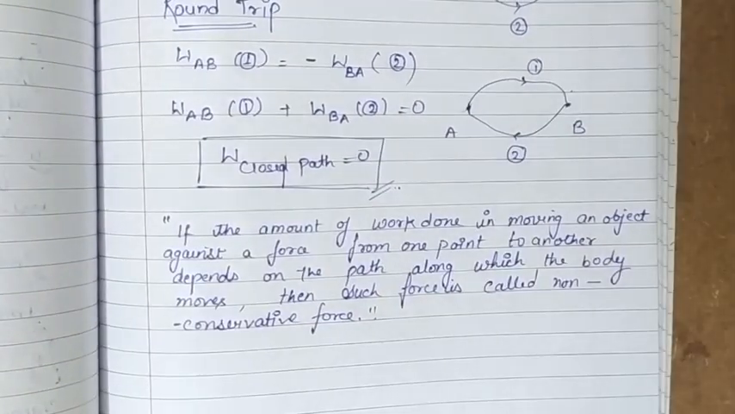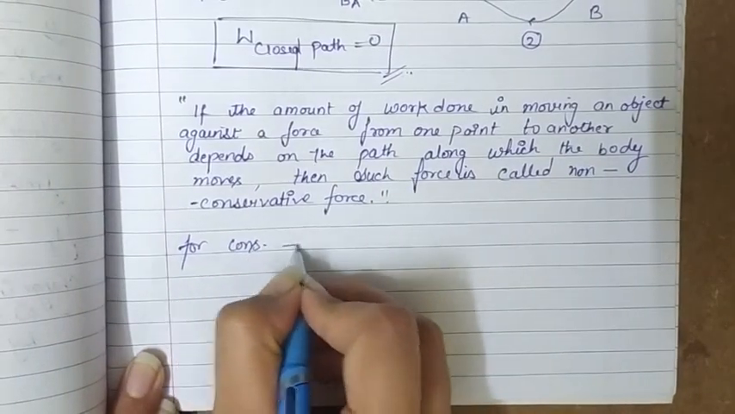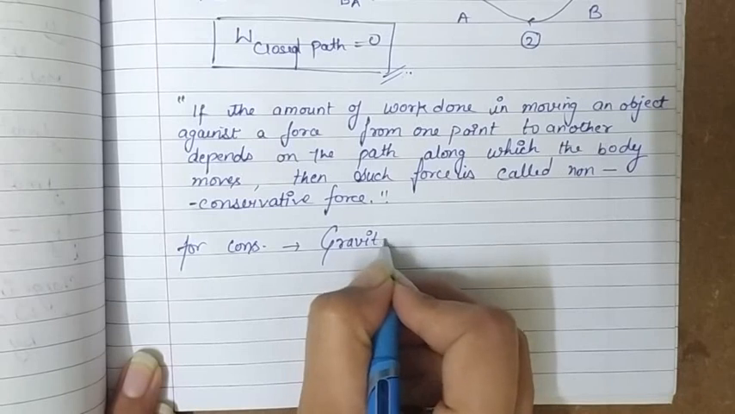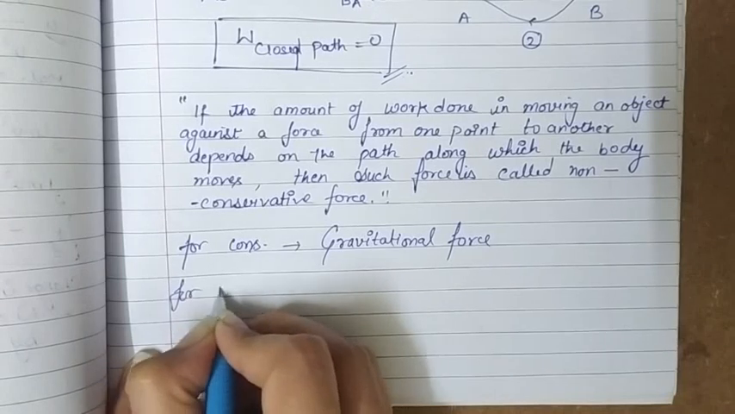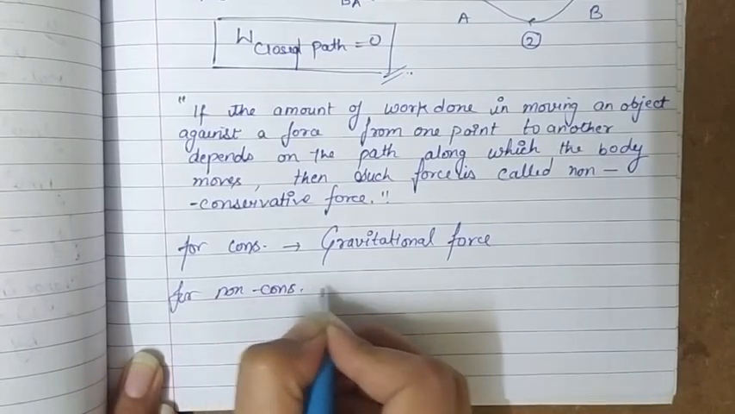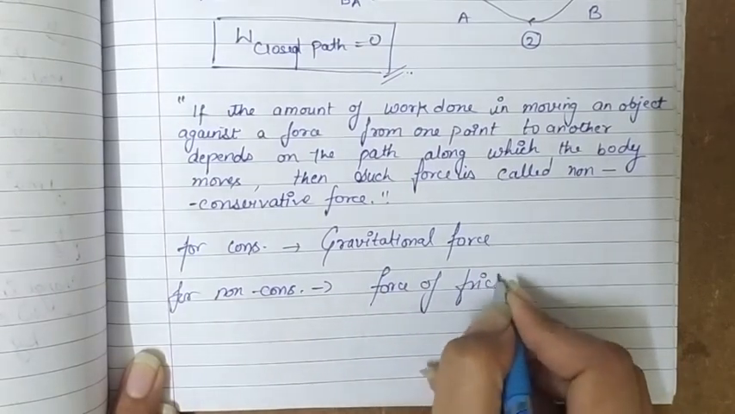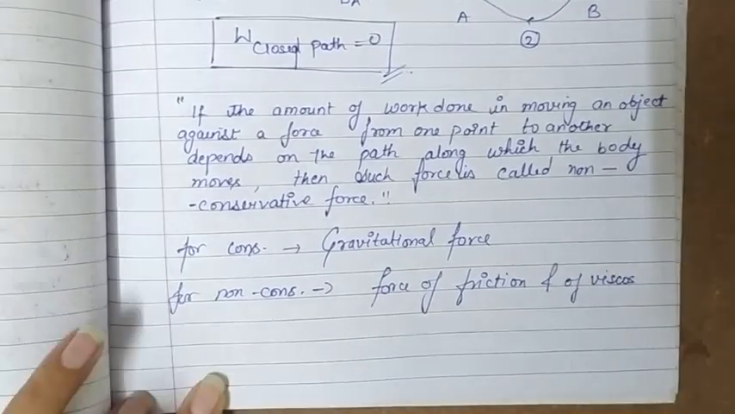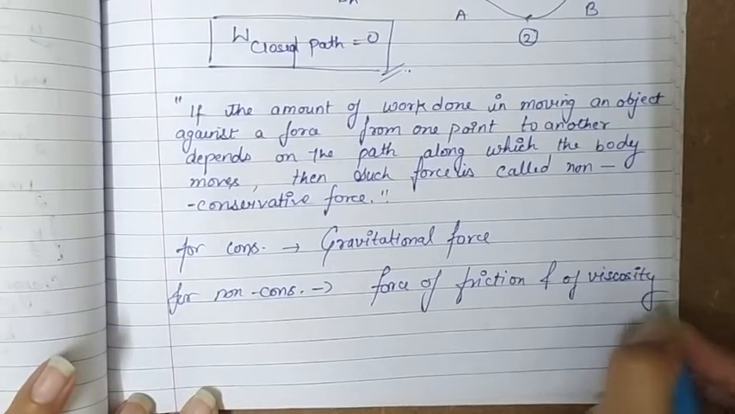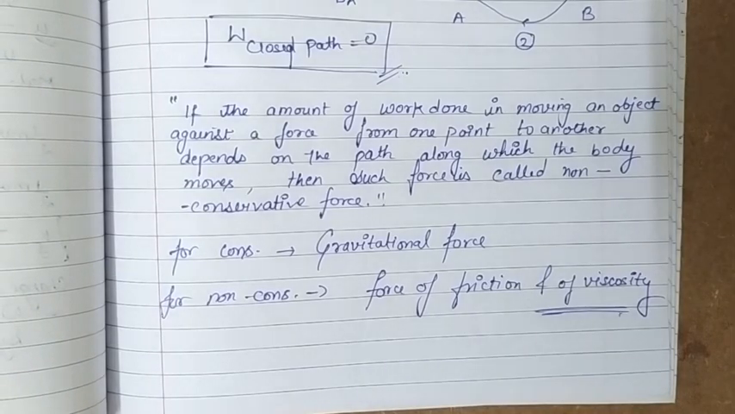So non-conservative forces are opposite to the conservative ones. If we see their examples, for conservative, the very common example is gravitational force. It is a conservative force. And for non-conservative, the very common example we have is force of friction. Also, force of viscosity is an example of non-conservative forces.